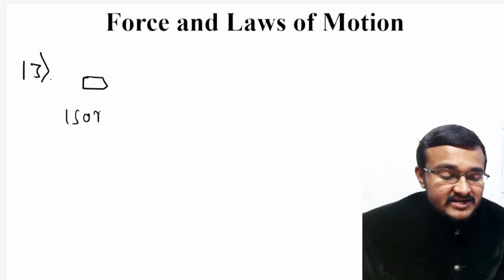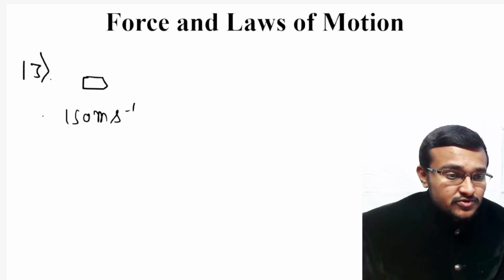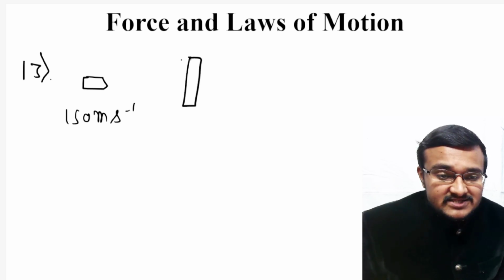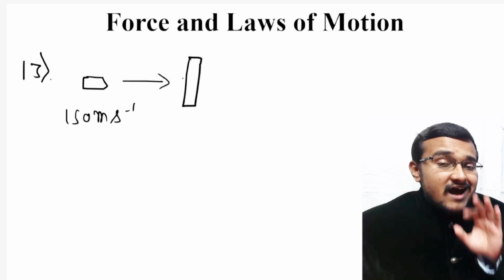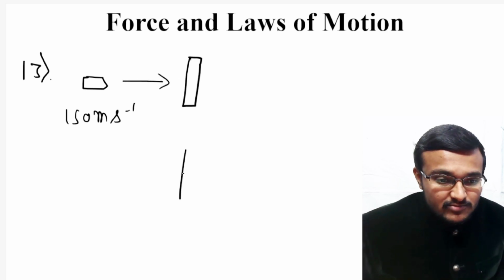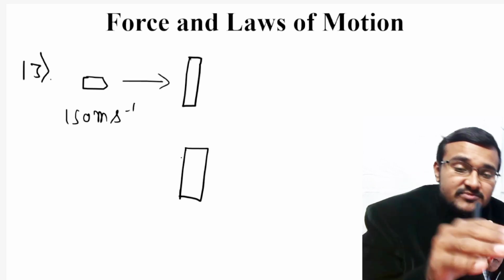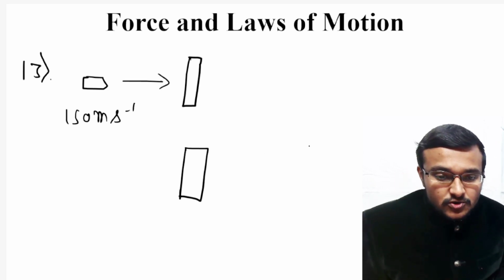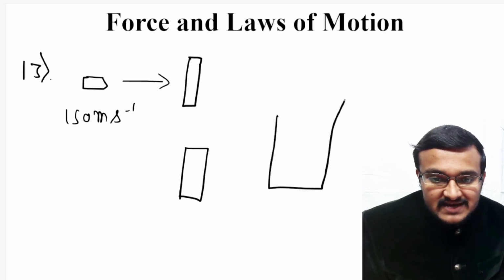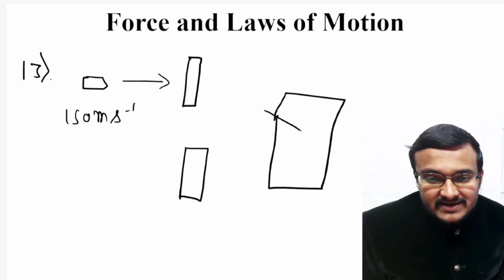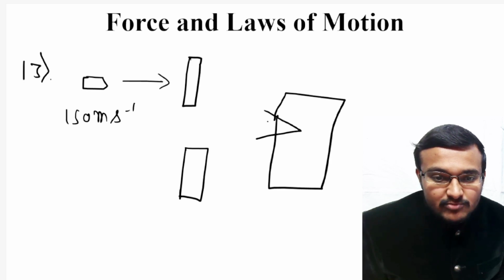at 150 meter per second velocity. So now the velocity of this bullet is 150 meter per second, and this bullet is hitting a wooden block, and after hitting this wooden block, the bullet penetrated it. So if you assume this as a wooden block, then the bullet has penetrated through this wooden block.